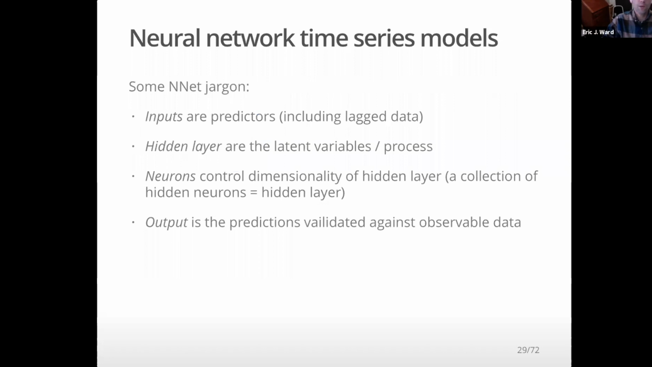The language we're going to use to talk about neural network models includes inputs, or input data, or an input layer. The inputs are just going to be our predictors. The next level is the hidden layer. Like in a state space model, we think of these as unobserved processes or latent variables. The neurons control the dimension of the layer, and so control the layer size. Finally, the output layer is going to be the predictions that we make against our actual data.